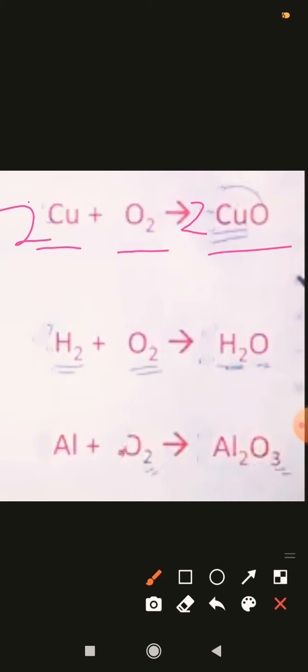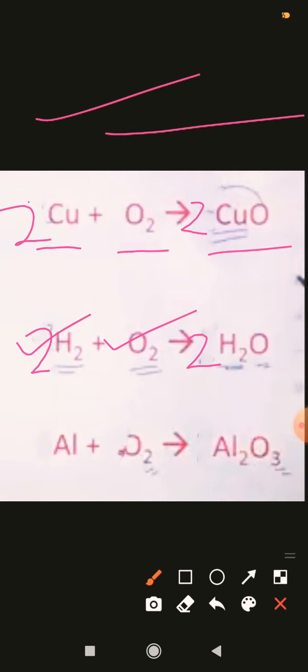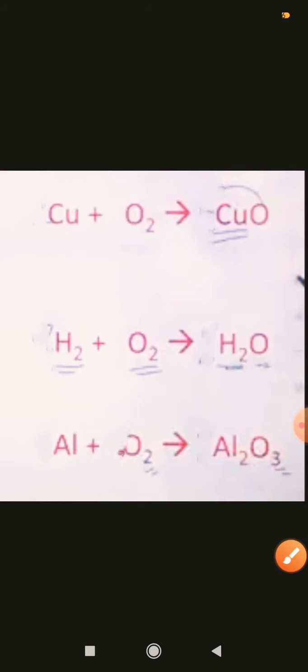Understood? Let's move ahead. H2 plus O2 gives H2O. So we put here 2. Then hydrogen gets 4, so we put here 2. It is very easy. Practice, practice, practice. Practice makes a man perfect. So I hope the chapter is very easy and you will understand it.